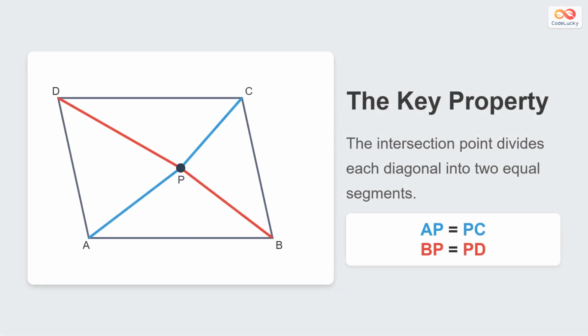So, when we say the diagonals of a parallelogram bisect each other, it means that the intersection point, P, cuts each diagonal into two smaller segments of equal length. The segment AP is equal in length to the segment PC. Likewise, the segment BP is equal in length to the segment PD.